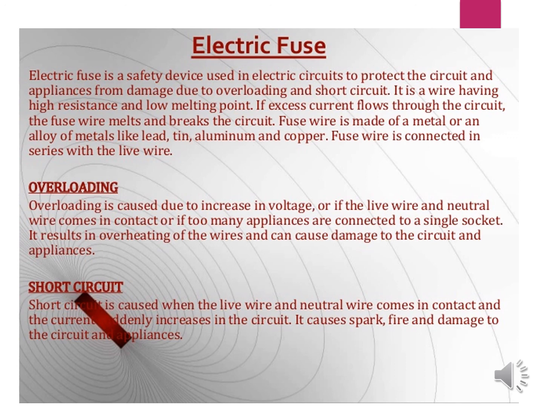Overloading. Overloading is caused due to increase in voltage, or if the live wire and neutral wire come in contact, or if too many appliances are connected to a single socket. It results in overheating of the wires and can cause damage to the circuit and appliances. Short circuit. Short circuit is caused when the live wire and neutral wire come in contact and the current suddenly increases in the circuit. It causes sparks, fire and damage to the circuit and appliances.